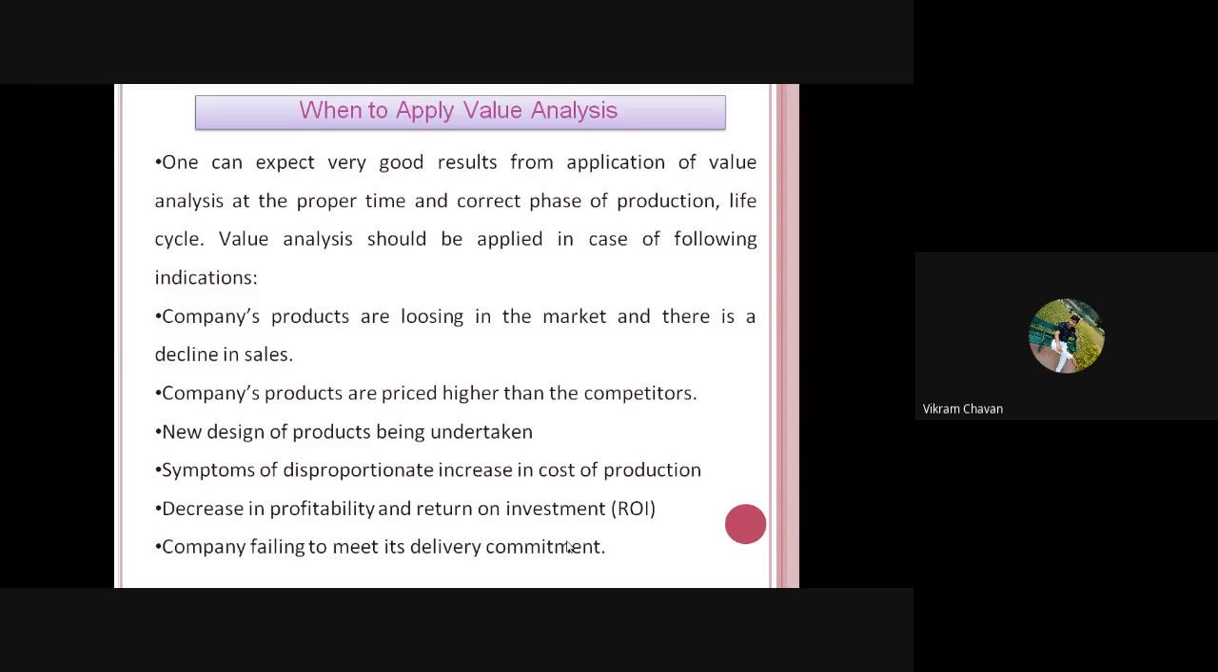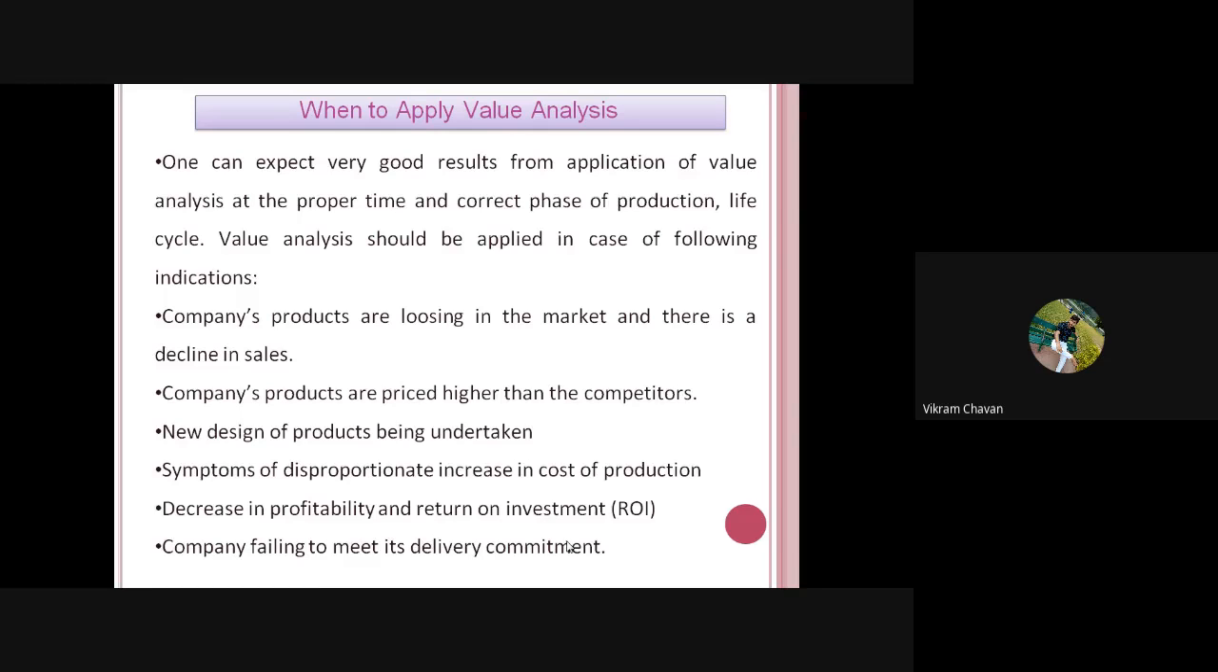Okay, so it is necessary at every stage, as time passes, to change your techniques to perform the task or to produce the products, and also to change the material of the product. You have to see how to change the material, how to change the design, so that the same product will be available at lesser cost in upcoming time. So for that purpose, this value analysis is very useful and applicable in the industrial sectors.